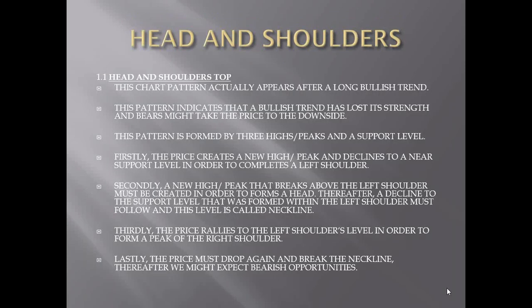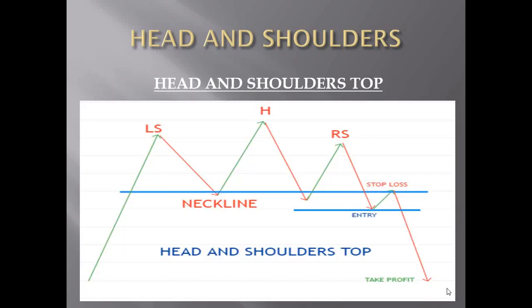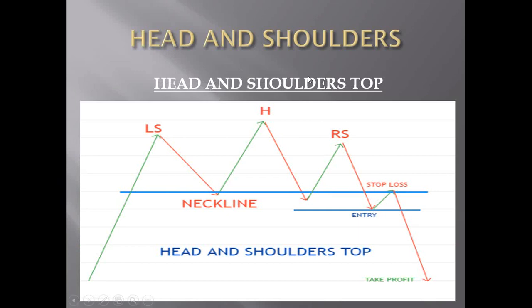So there are two types of head and shoulders patterns. We have a head and shoulders top, and we also have a head and shoulders bottom. Let's start with the head and shoulders top. It has to be made by three legs. The first thing you need to know is that it has to move in an uptrend. The head and shoulders top must be formed in a bullish trend.